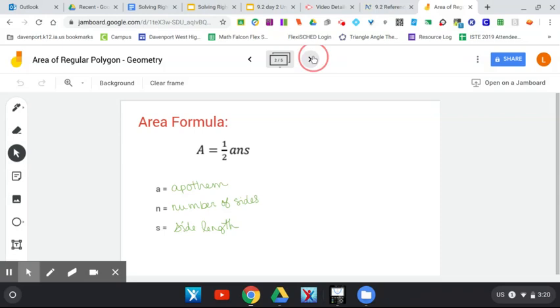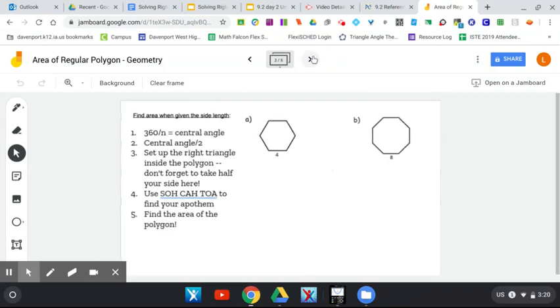So on the next slide here, what I would do is I would take a second and I would pause the video here and write these steps down in your notes. And then when you're done, hit play so you can hear me explain it, and then we'll do these 2 problems. All right, so you pause the video, you've written your 5 steps down.